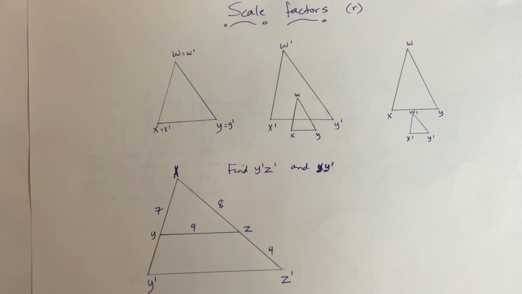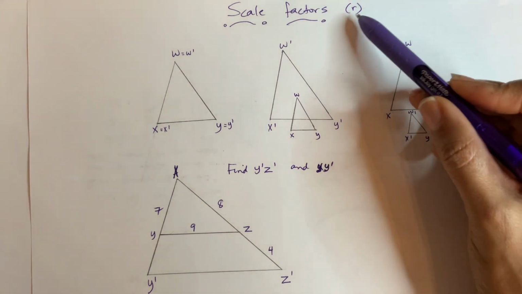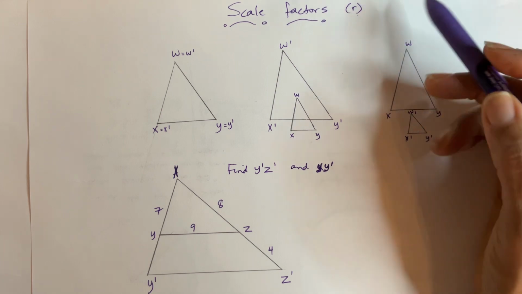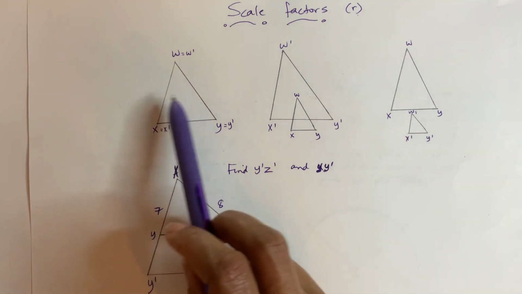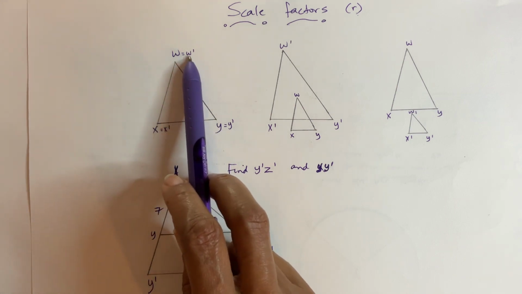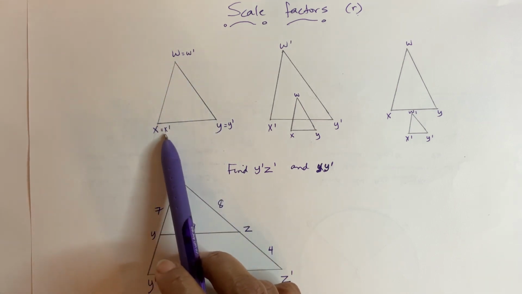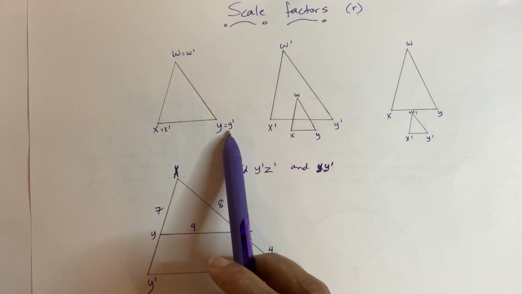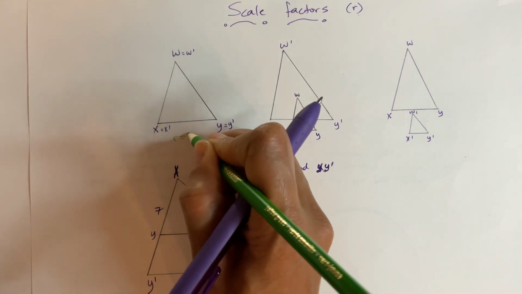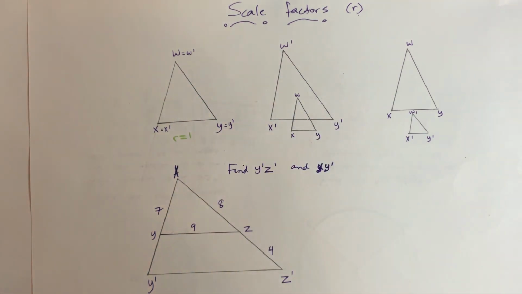In this tutorial today we are going to learn about scale factors, and when we see the little r, we're talking about our scale factor here. Now if we look at this first image, which is WXY, we're seeing that W equals W prime, X equals X prime, and Y equals Y prime. That is telling us that this figure is the same, and because the figure is the same, our scale factor there is going to be equal to 1. So the image did not change.